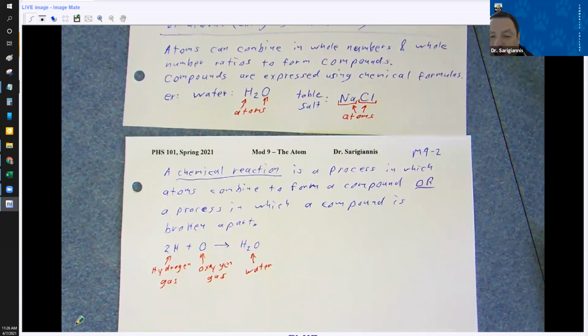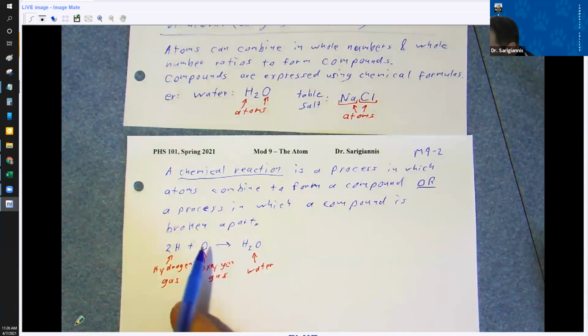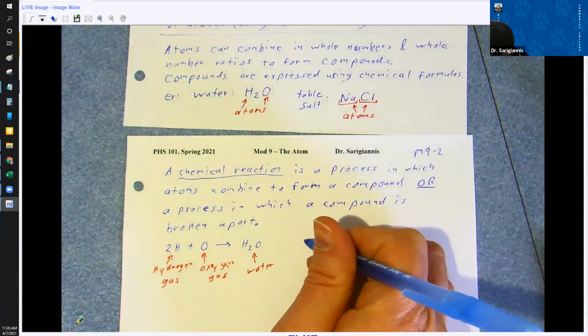In a plant cell, right? A plant cell uses the sun's energy to actually take water and break it down. They use the hydrogen, but it releases the oxygen, right? So you can also do the reverse thing.